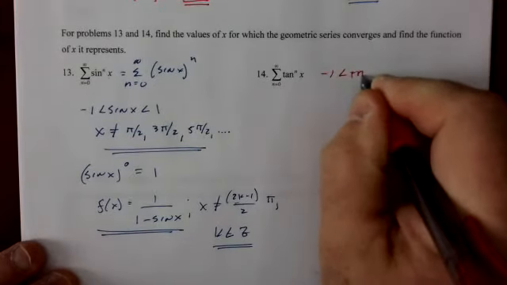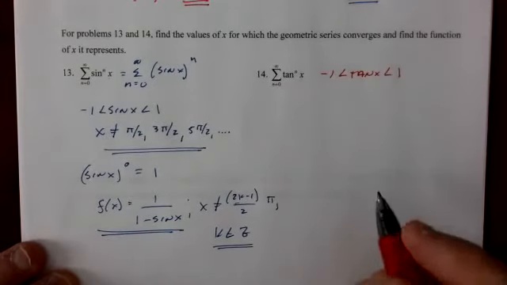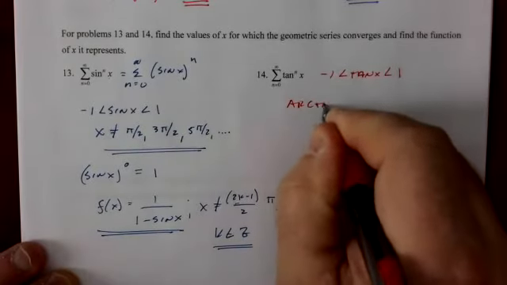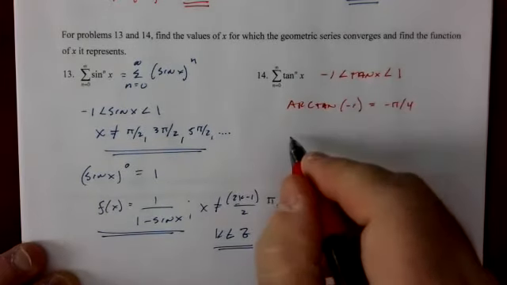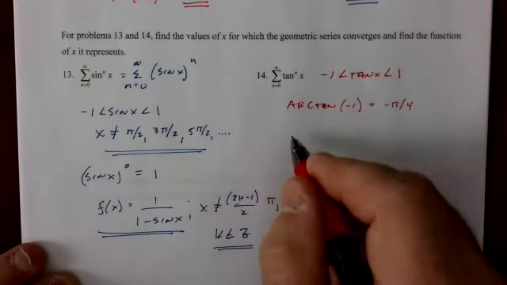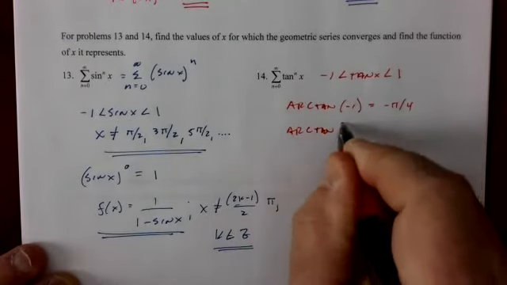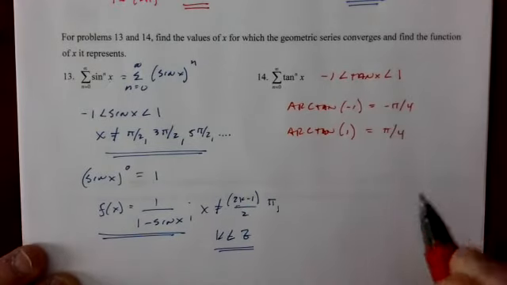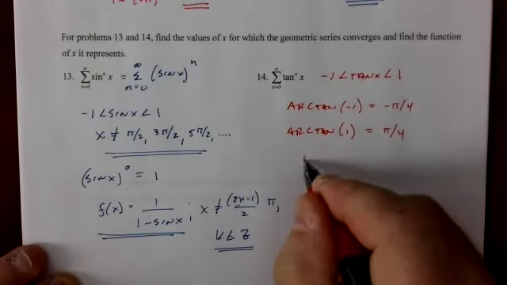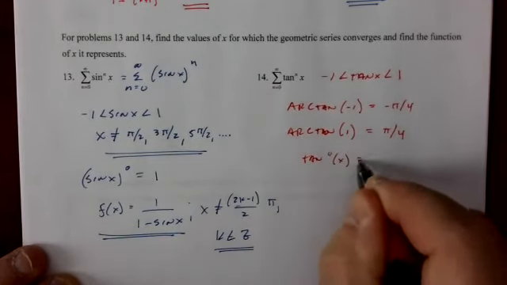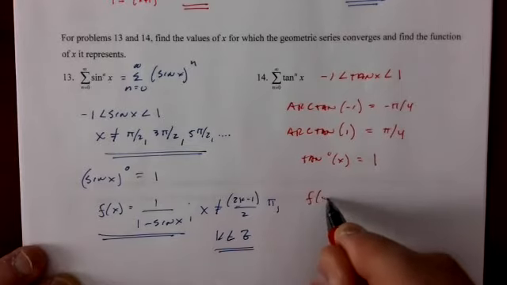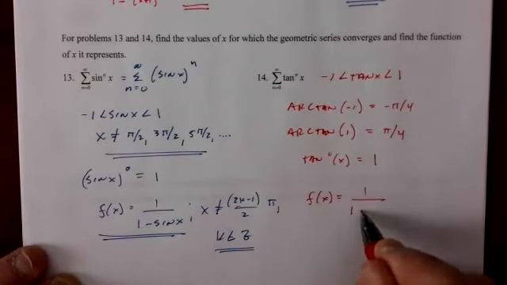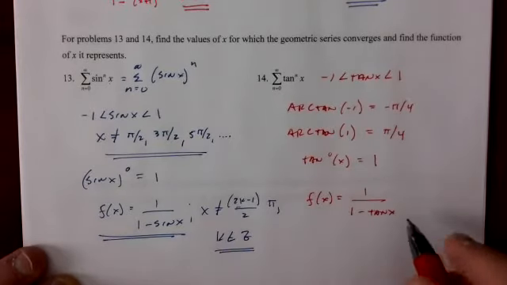Negative 1 less than tangent of x less than 1. Arc tangent of negative 1 is negative pi over 4. Arc tangent of 1 is pi over 4. Tangent to the 0 of x is 1. Anything to the 0 is 1. So here we go. Now the function is 1 over 1 minus tangent of x, comma.